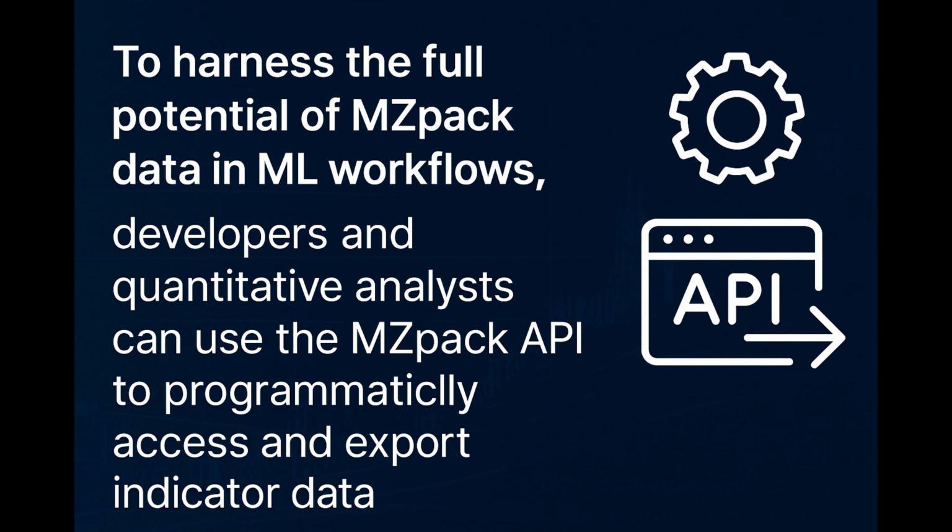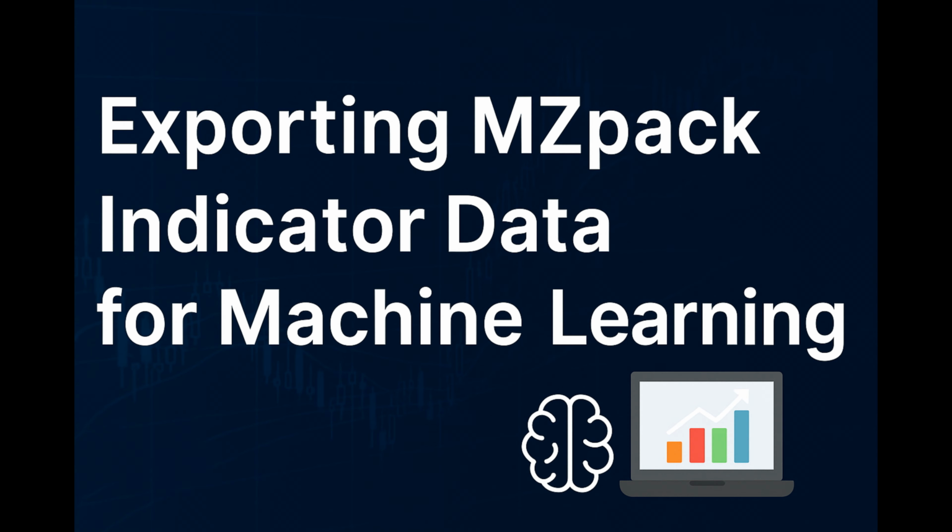By exporting this high-resolution tick or bar-level data to a format suitable for ML, for example CSV, or directly into in-memory data structures, it becomes possible to build predictive models that learn from historical order flow behavior. To illustrate this process, we will use a basic lightweight sample strategy included with the MZPAC Strategies product. The sample provides a practical foundation for understanding how to access indicator data for machine learning. It also serves as a template for building more advanced data export.